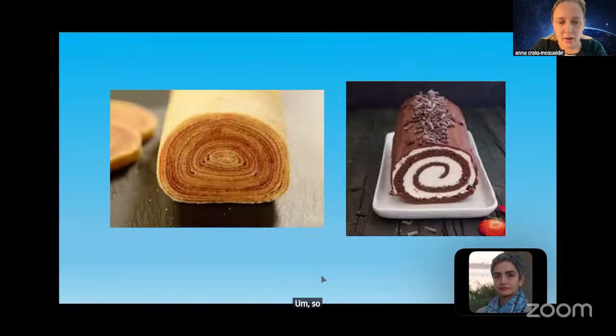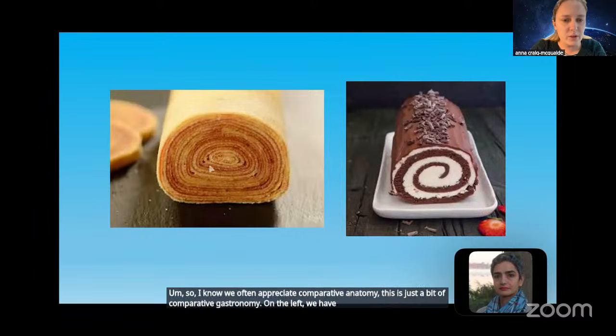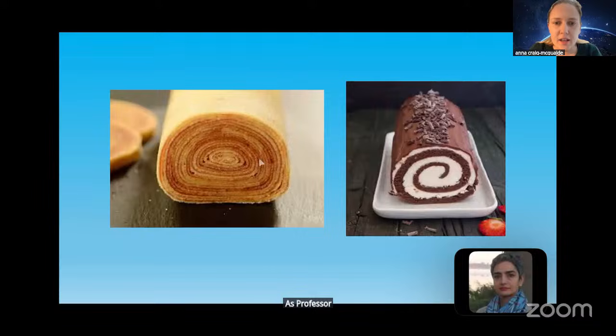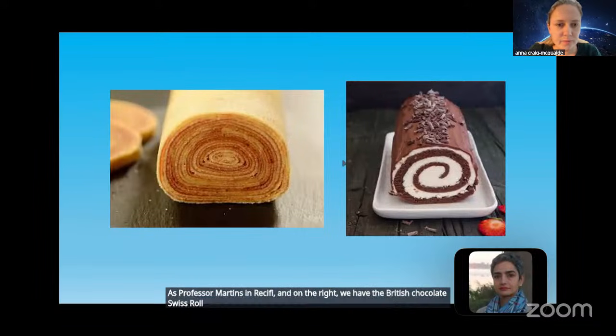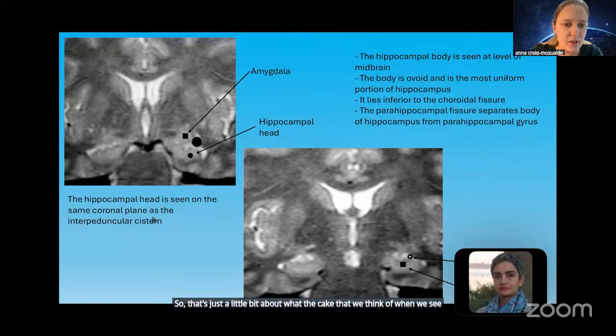So I know we often appreciate comparative anatomy. This is just a bit of comparative gastronomy. On the left, we have from Pernambuco in the northeast of Brazil, bolo de rolo, which is a very delicious roll cake made with guava jam, which I enjoyed when I was doing my elective with Professor Martins in Recife. And on the right, we have the British chocolate Swiss roll cake. So that's just a little bit about the cake that we think of when we see coronal sections of the beautiful rolled up hippocampus.